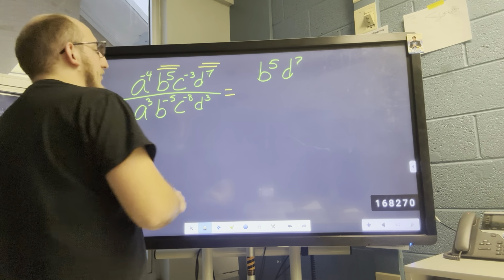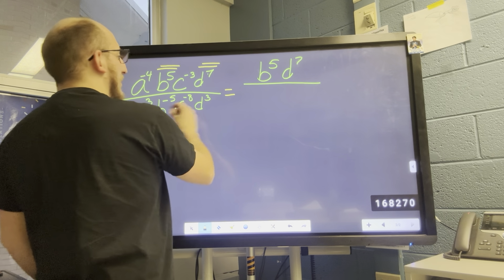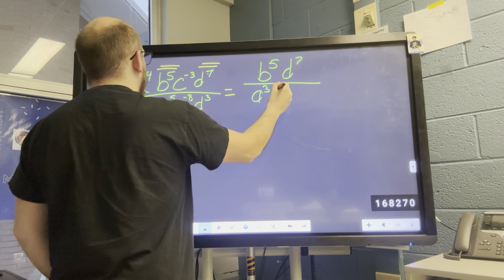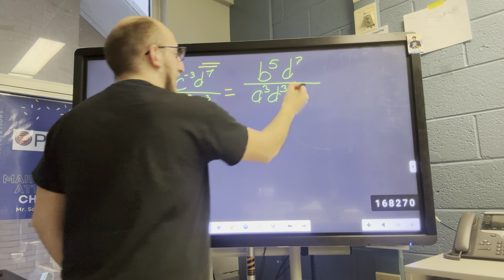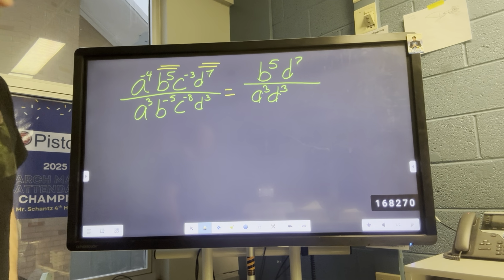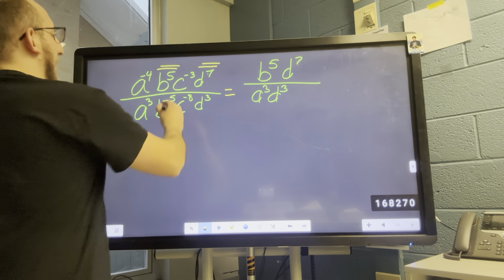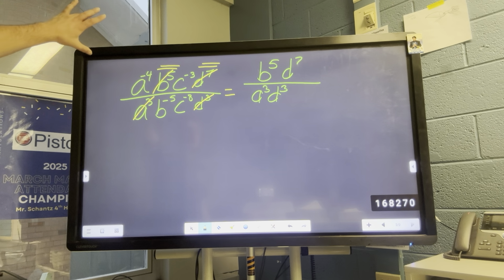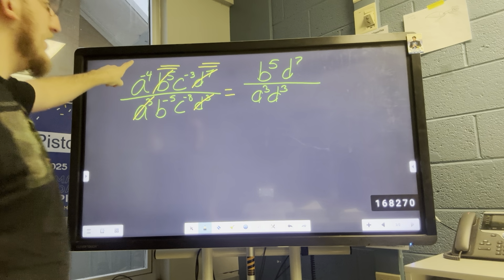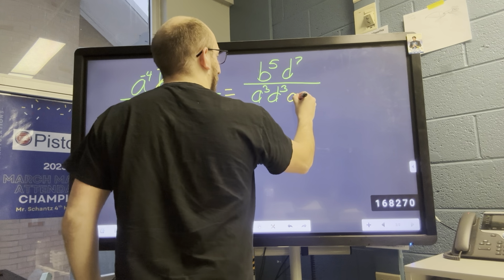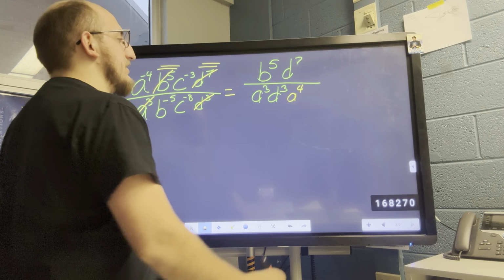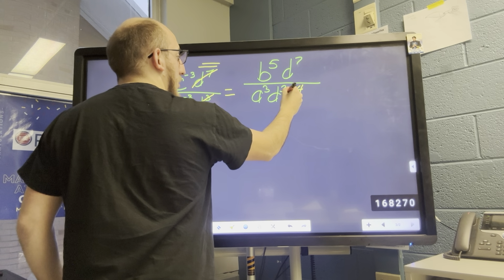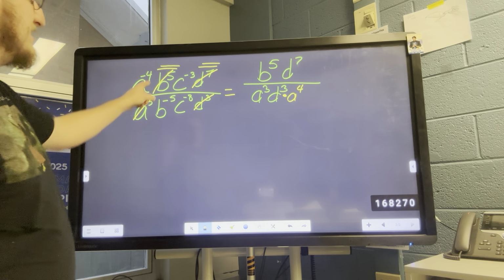Now, in the denominator, what's going to stay is a to the 3 and d to the 3, right? So I've already addressed this guy, this guy, this guy, and this guy. Now all the other guys got to flip over if we need to. So that a to the 4 is going to come downstairs. a to the 4 comes downstairs. It's like it's being multiplied down here. Okay? And that c to the 3.